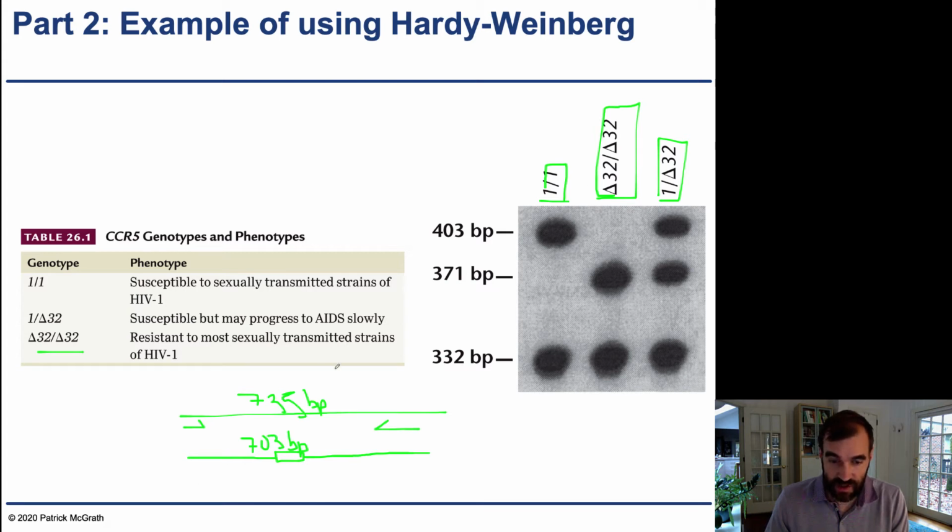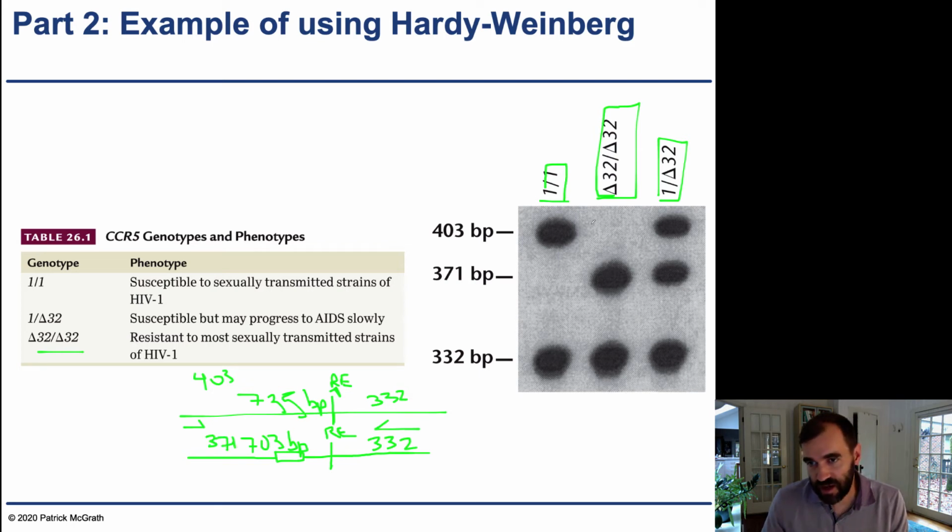With this 32 base pair deletion, when you PCR amplify a portion of that gene that contains the deletion, you have two different size fragments. Actually, I think I gave you slightly misleading information in the previous slide. This restriction digest site is not actually in the deletion, but it cuts the piece so that it's easier to resolve on a gel. It cuts these large pieces into 332 base pair chunks. So one size is 332 base pairs, and the other is either 403 base pairs or 371 base pairs.